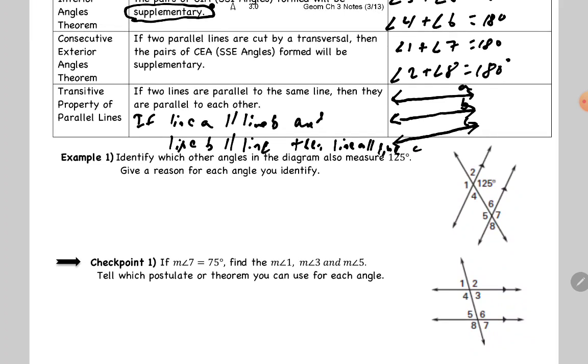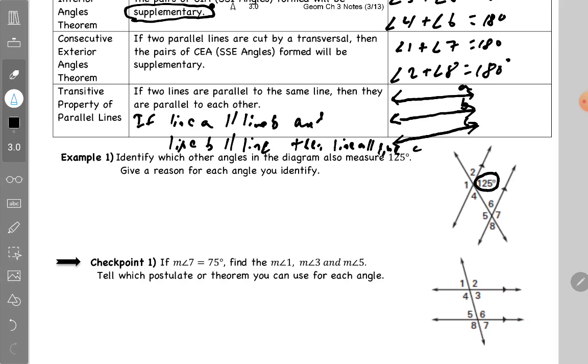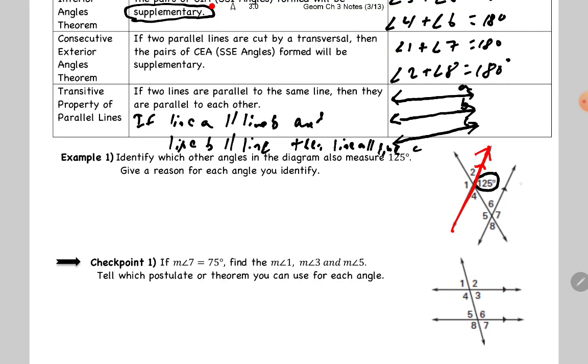Alright, identify which other angles in the diagram also measure 125 degrees. Okay, so we're looking at this angle here on the inside. We know that these two lines are parallel. So let me show you in color. These two lines are parallel because of that arrowhead that I just drew over. So they have that arrowhead and that arrowhead.